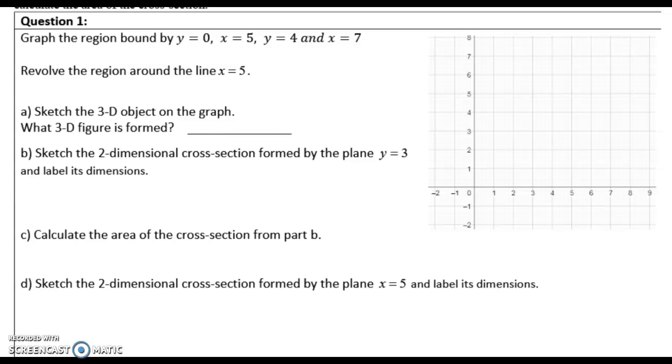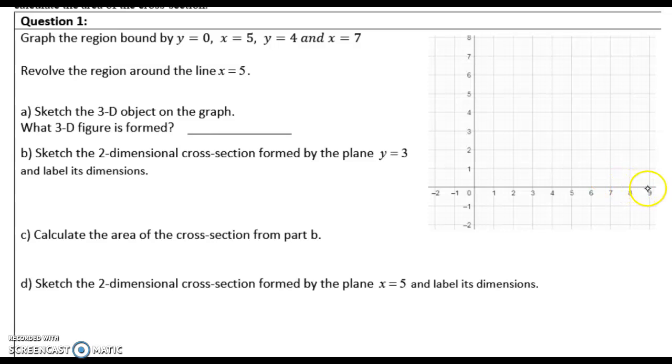All right, today we're going to review a little bit of what we did on Wednesday. And then we're going to, in addition, do some cross-section work. So here they're asking you to graph the region bound by y equals 0, x equals 5, y equals 4, and x equals 7. Those are all vertical and horizontal lines.